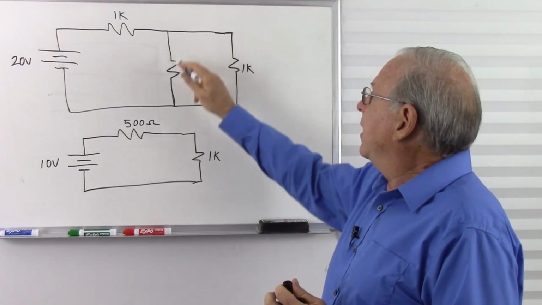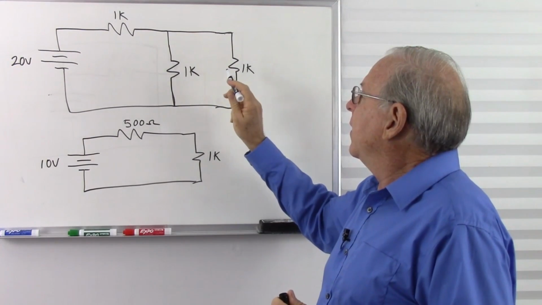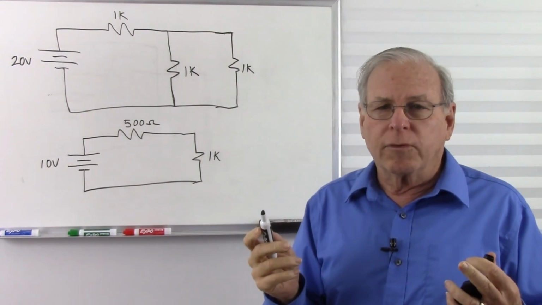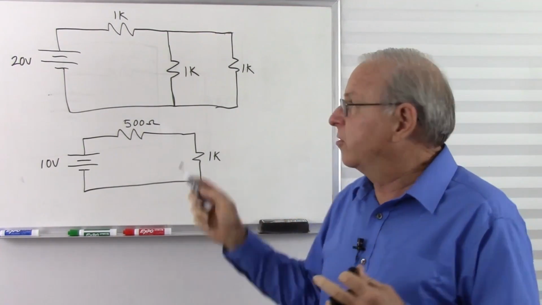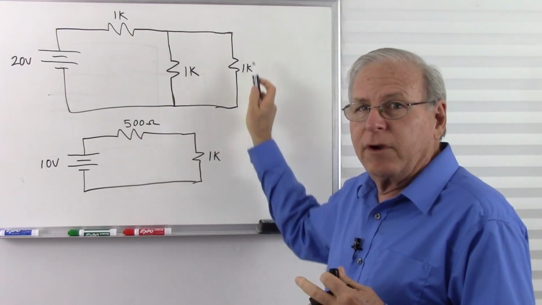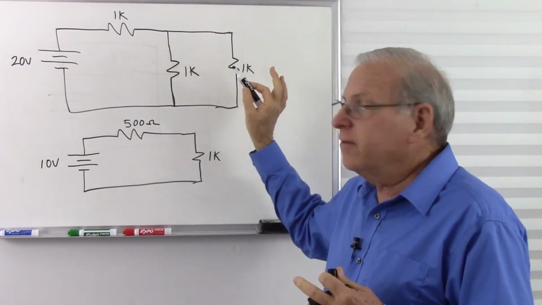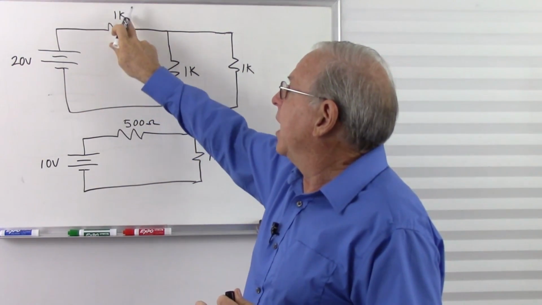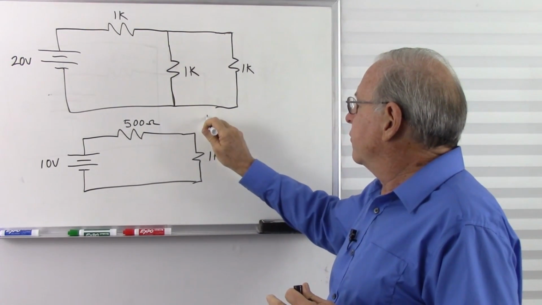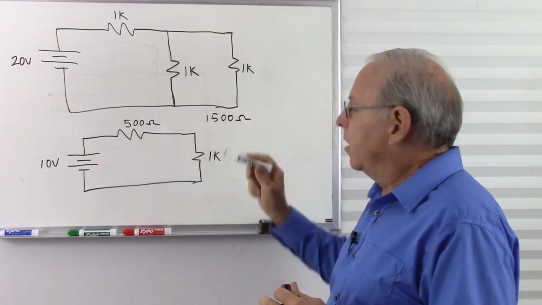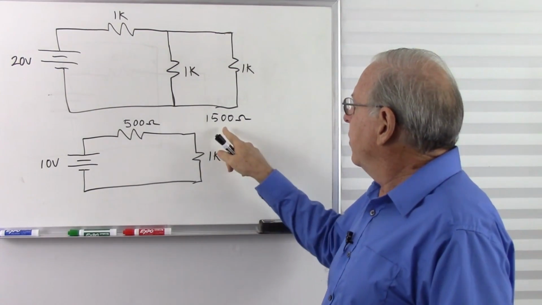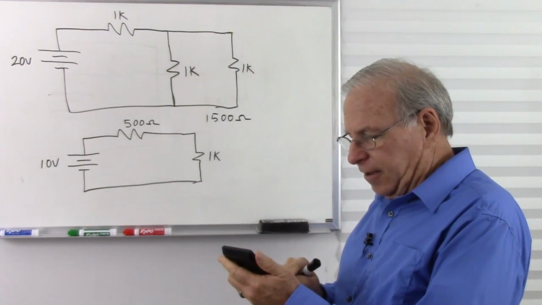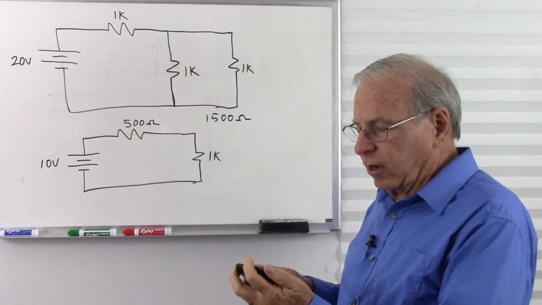Okay, so let's find out what the voltage across here is. We have two 1K resistors. Together they are how much resistance? Equal resistors in parallel will give you half the resistance. So the total resistance of two 1K resistors in parallel will be half of either one, or 500 ohms. We put that in series with this, so we have 1K plus 500 ohms. That gives us 1500 ohms of resistance total. So that's going to be divided into the 20 volts.